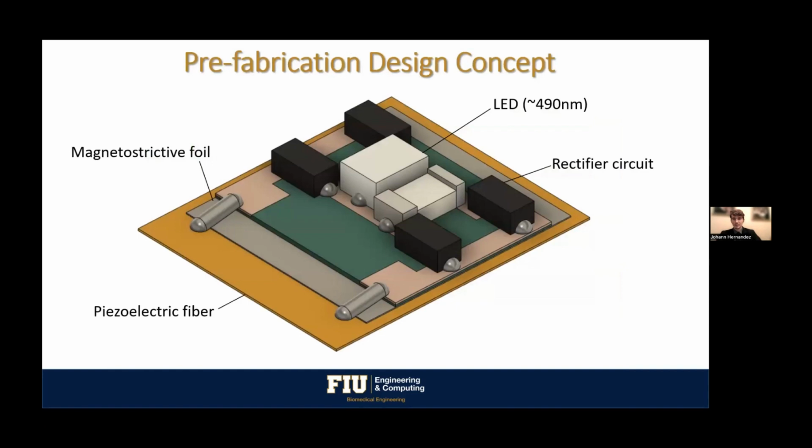So this is our design concept that we ended up landing on. It's an integrated circuit for rectification and illumination that's mated to a magnetoelectric assembly. This magnetoelectric assembly that you can see is a piezoelectric fiber that is mated and coupled to a magnetostrictive foil in parallel. And then these are mated by solder through electrodes on the piezo fiber and the rectifier circuit via solder.